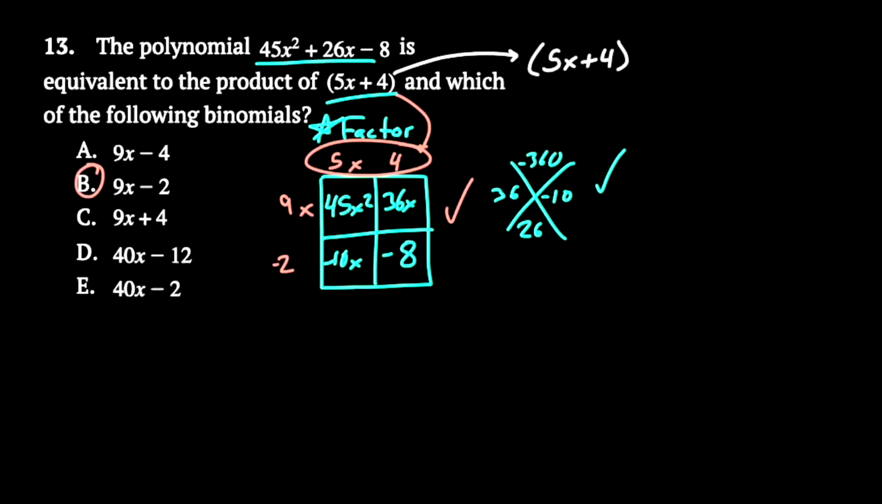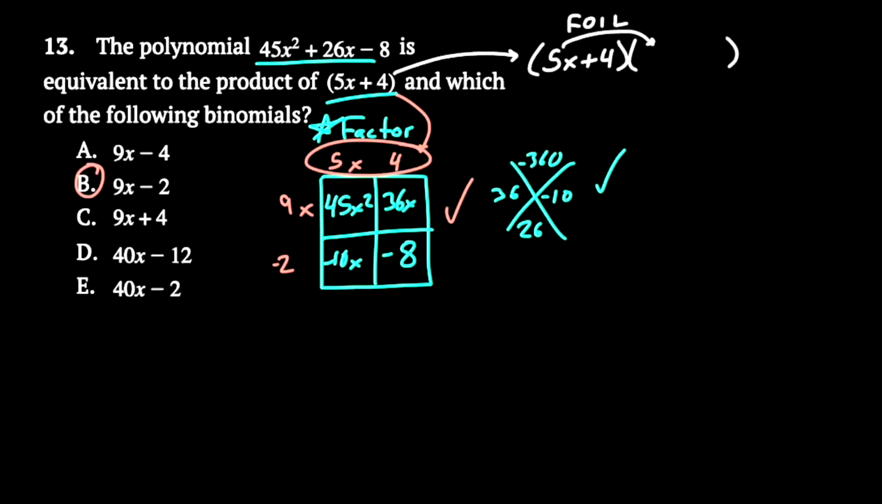But here's another way you could approach the problem that's actually maybe a little bit quicker. So if we're taking 5x plus 4 and multiplying it by some binomial that we're trying to figure out, and we need that to multiply to this quadratic, think about just foiling this out. FOIL is another form of the box method of multiplying. FOIL just means first, outside, inside, last, right?